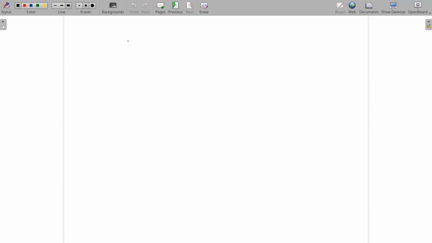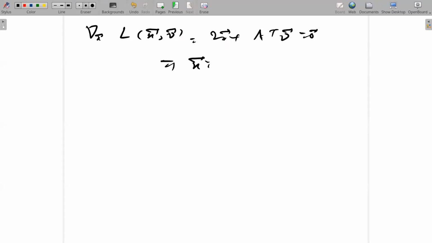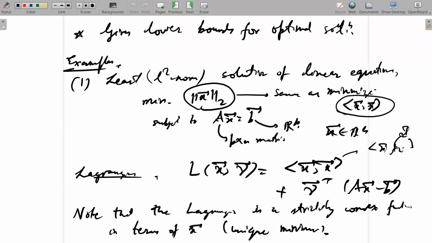Now, how do I find that? All I have to do is take the gradient with respect to x of L(x, nu). I end up with something like 2x plus A transpose nu, and I set it equal to 0. So the gradient is 0. This implies x must be equal to minus half A transpose nu. So for each value of nu, I have this minimizer.